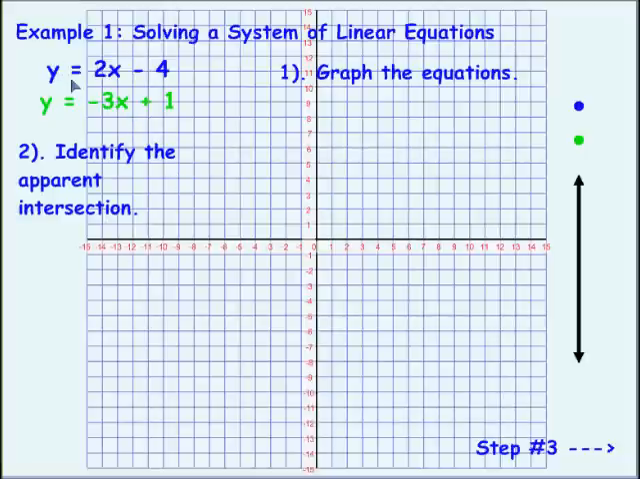First I'm going to graph these two equations. Y equals 2x minus 4. So I'm going to go to my y-intercept, which is at negative 4. I'm going to use my slope to find my other point, so I'm going to go up 2 and over 1. And then I will connect those to make it a linear equation.